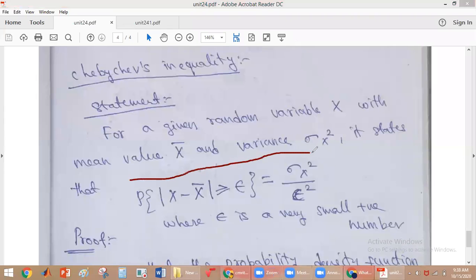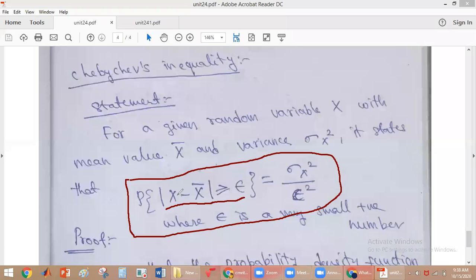All of you should remember this statement. This statement is called Chebyshev inequality. Whenever we have to find the probability of a random variable such that probability of mod x minus x bar is greater than or equal to epsilon, we will use this statement to solve those problems. That is why this inequality is called Chebyshev inequality, where epsilon is a very small positive number.